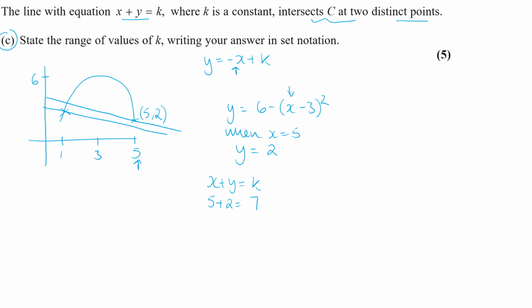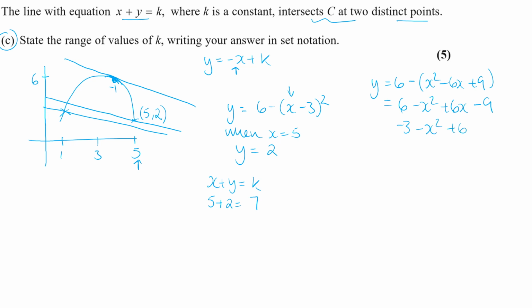And then we can have lines that are higher up the graph, but then there'll be a point where we've got a line here where the graph is just tangent. The line is just tangent. And that is the point where the gradient of the curve is going to be minus 1. So if I write my curve as y is equal to 6 minus, and then squaring that bracket out, x squared minus 6x plus 9, which is 6 minus x squared plus 6x minus 9, which, 6 minus 9 is minus 3, minus x squared plus 6x.